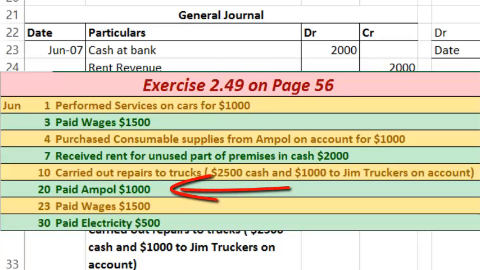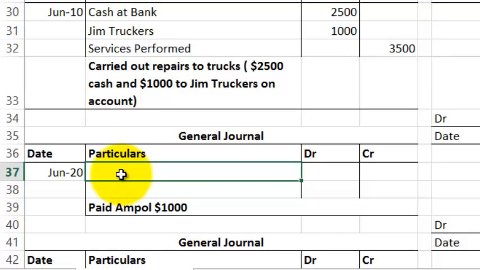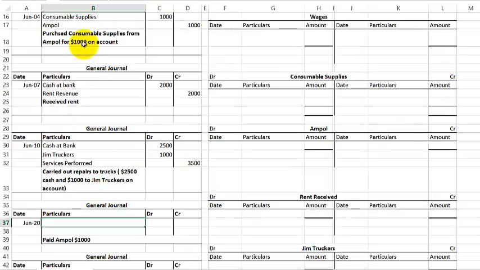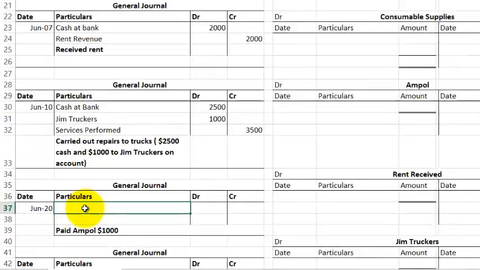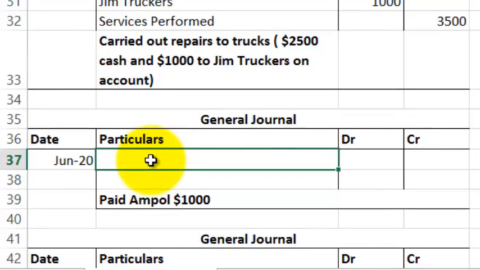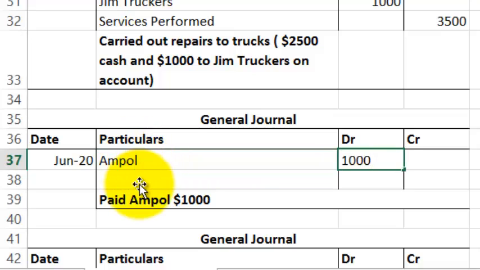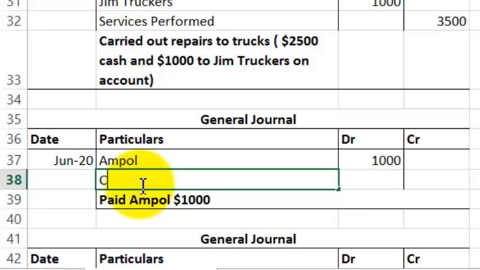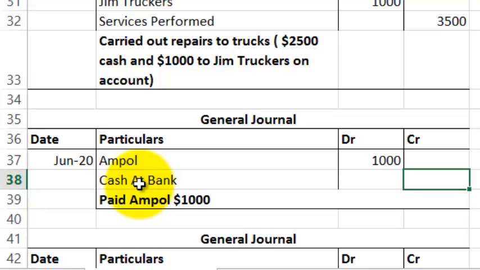On June the 20th, we paid Ampol. So Ampol is an entry that we generated earlier. We got some consumable supplies for $1,000, and now we're going to pay them back. So Ampol was a liability. We're using that liability, therefore it appears as a debit of $1,000. We paid some cash. As you know, when we pay cash, it reduces an asset account, therefore it appears on the credit side as it's shown there.